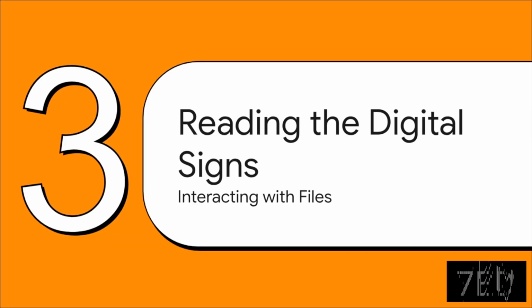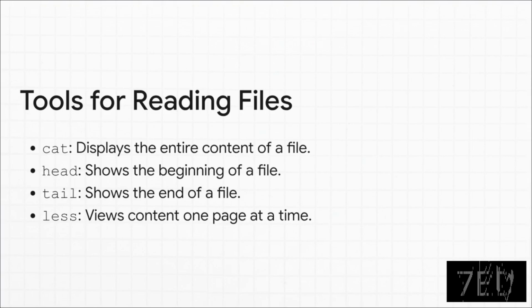All right, we've figured out how to get around. But what's the fun of exploring if you can't actually read what you find? So next, let's learn how to read the digital signs, how to actually look inside the files we come across. We've got 4 main tools for this, and you can think of it like reading a scroll. If you want to see the whole thing at once, you use cat. If you just want to see the beginning, you use head. Just the end, that's tail. And if the scroll is super long, less lets you read it 1 page at a time.